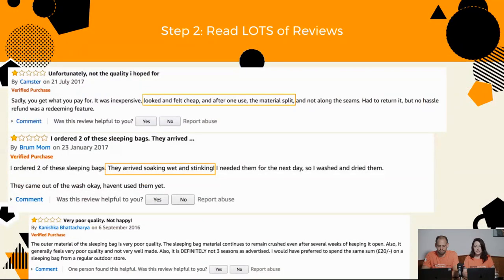Finally, again, looks cheap after one use, material split. So again, it's quality, and we're really going to have a close eye on that when we get the samples. They arrived soaking wet and stinking. So then I was thinking, oh, okay, how am I going to package these? How are they going to turn up at the Amazon warehouse? How are they going to land in the customer's hands? We need to think about what packaging we put on them too, to make sure things like that don't happen.